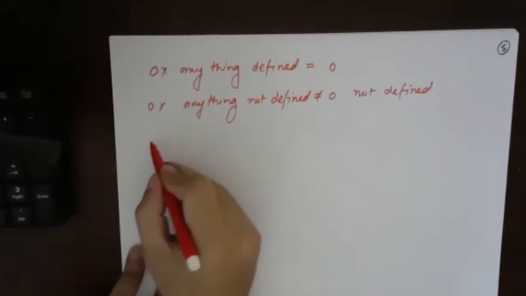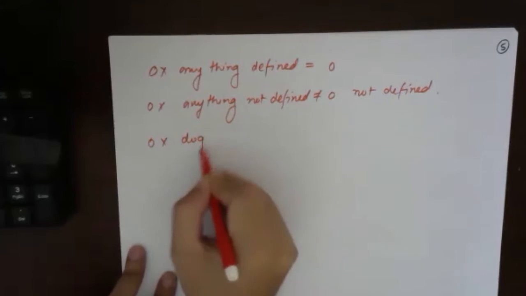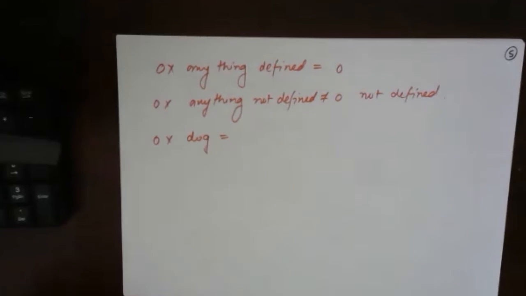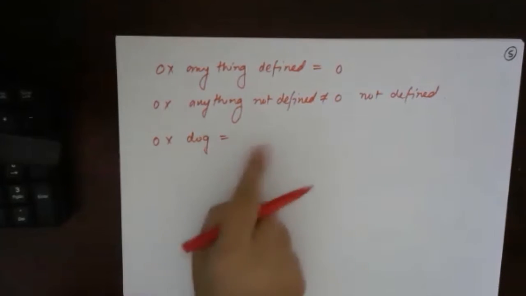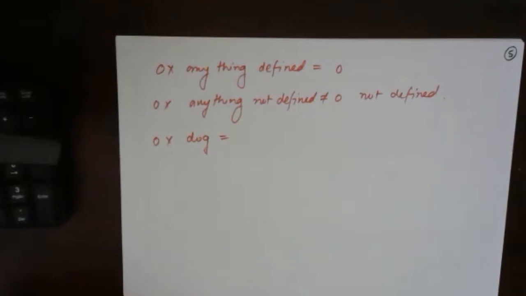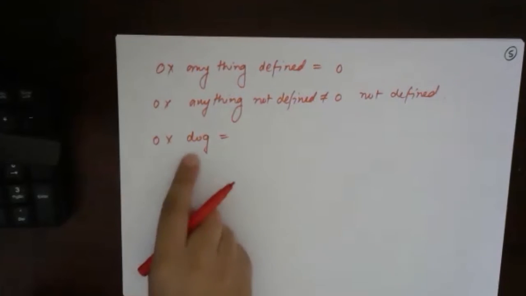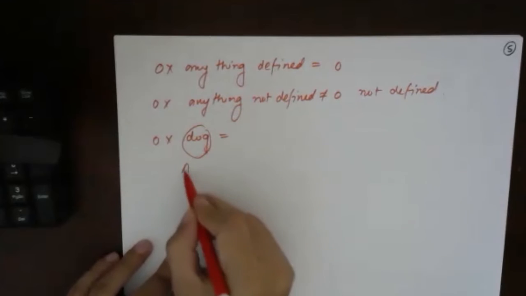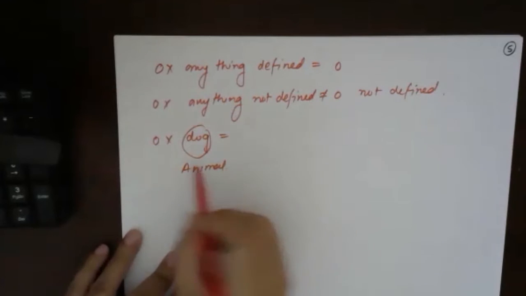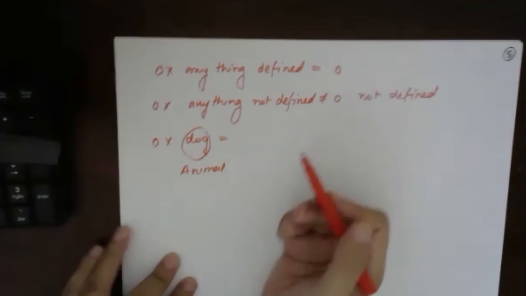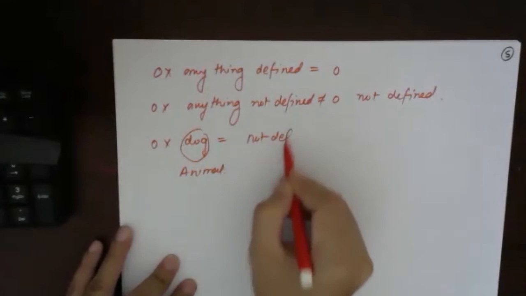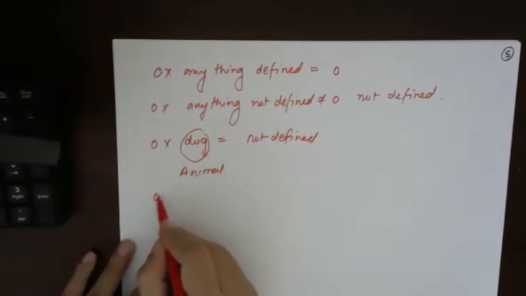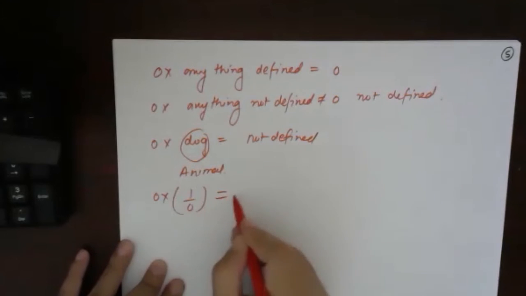Suppose I say 0 multiplied by dog, what will be the answer? Can you say this is 0? 0 or not defined? Dog is an animal. 0 multiplied by an animal makes no sense. So this is not defined. In maths, dog is not defined as anything. Likewise, 0 into 1 by 0 is not defined.